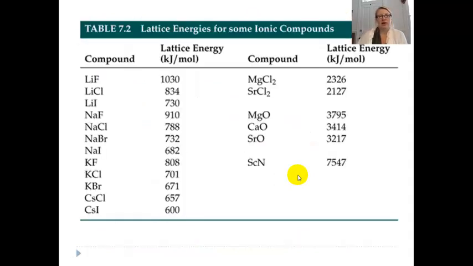So here are some lattice energies for some ionic compounds, and you can see that things that are made of very small ions have a very high lattice energy. It's difficult to pull them apart. And you can also see that as the charge increases, for example, magnesium is +2, it's also very difficult to pull them apart.